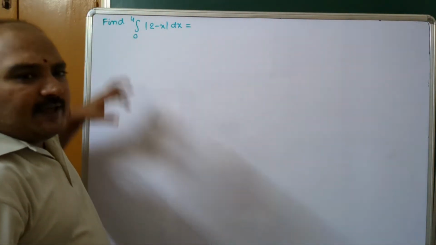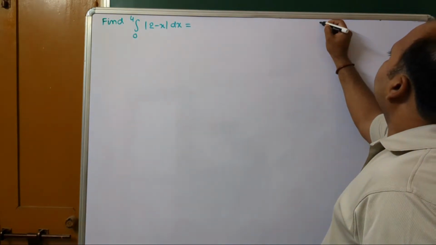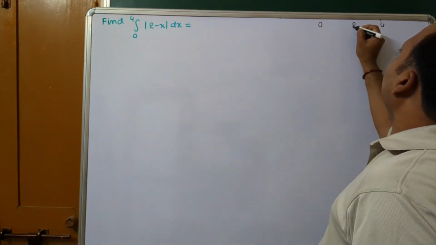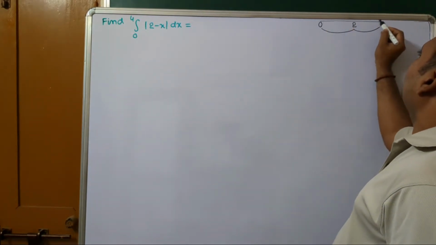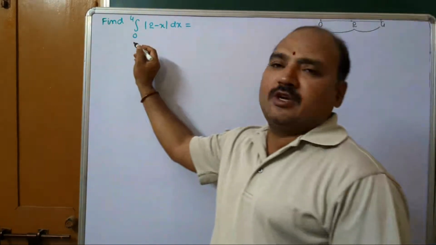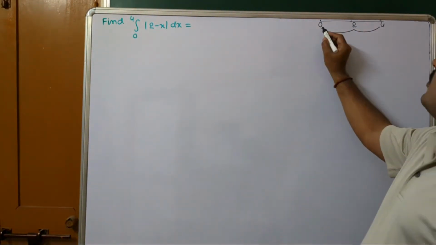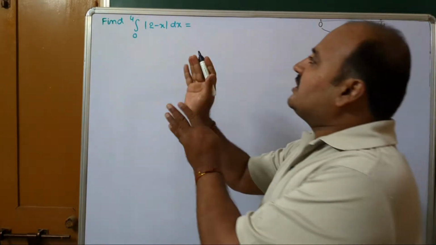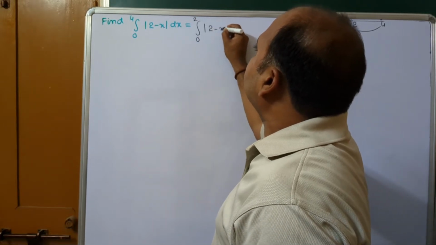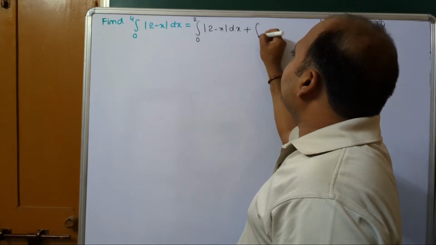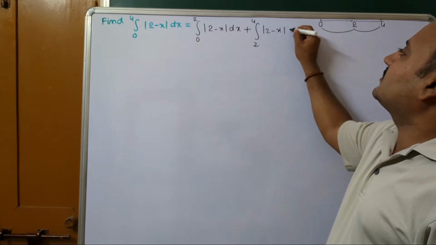So 0 to 4 is there. Whenever 0 to 4 questions are there, from 0 to 4, in between 2 is there, no? So in the real number line, I am taking 0 to 4 according to the question. The zero of this function is 2, that's why 2 also in the middle I have taken. So from 0 to 2, 2 to 4. First, you can split into two integrals. Integral 0 to 2 of mod 2 minus x dx plus integral 2 to 4 of mod 2 minus x dx.